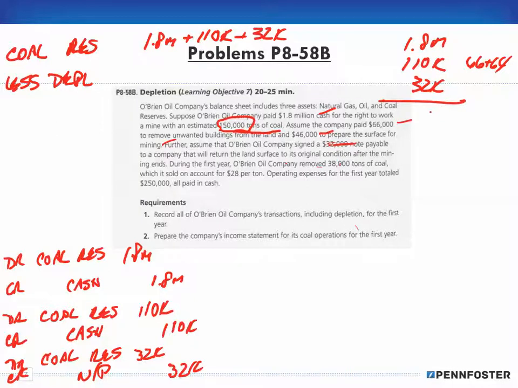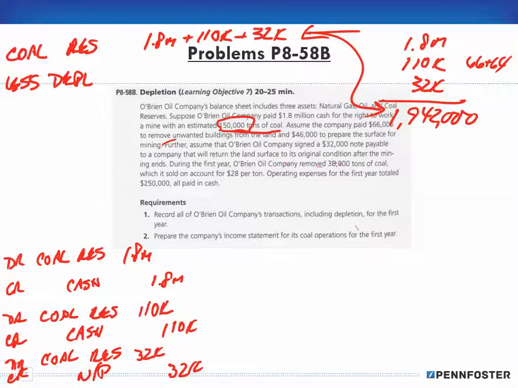So that gives me, let me get out my calculator, 1,800,000 plus 110,000 plus 32,000. So that gives me 1,942,000 as my book value, right? That's my book value of my coal reserves, right?